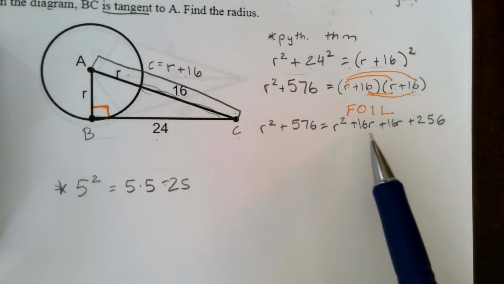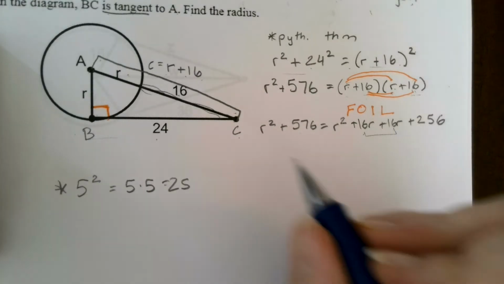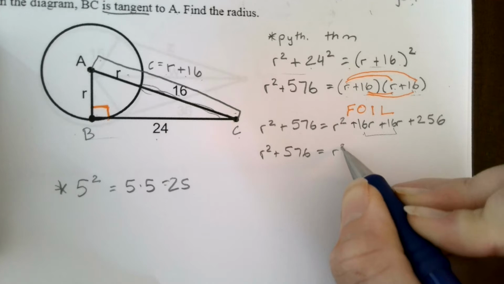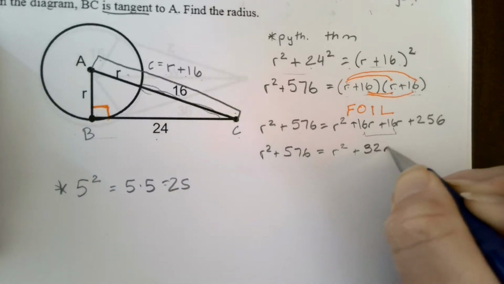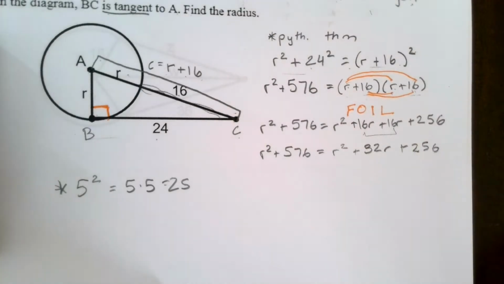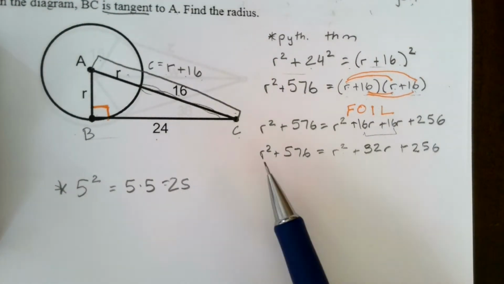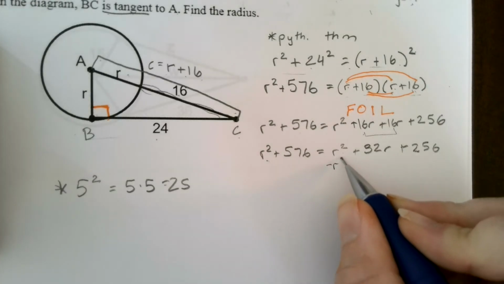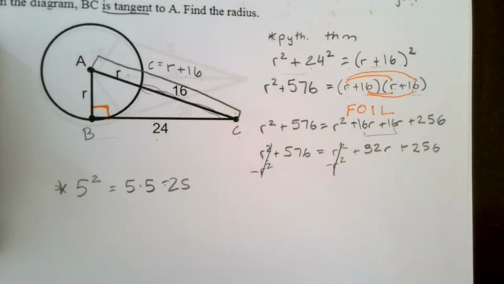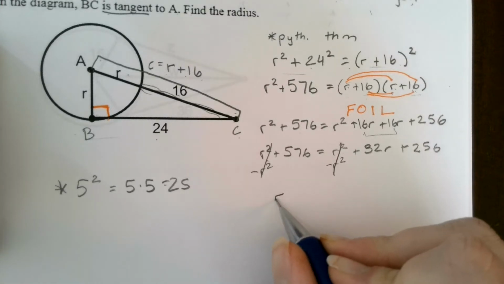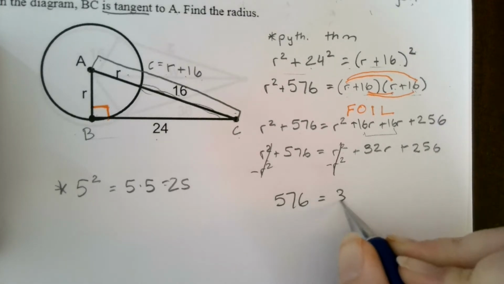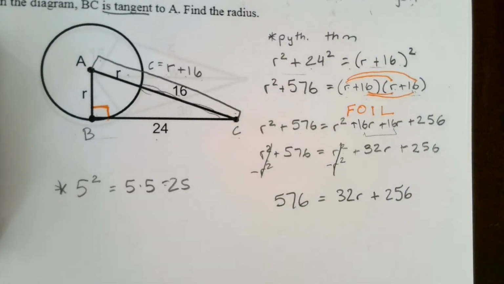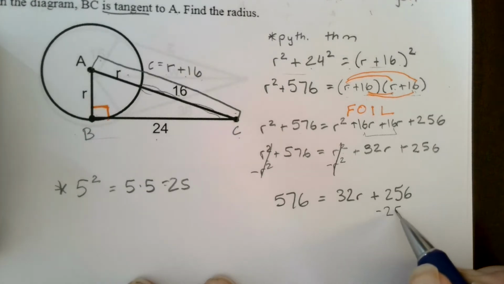So I do need to simplify this side by adding these like terms that are right here. So I end up with r squared plus this 576, just kind of hanging around, equals r squared plus 32r plus 256. So the thing is, at first you're like, oh gosh, I got to deal with these r squareds. Well, you have to combine like terms. If I subtract r squared from both sides, take a look at what happens. They cancel out. So you are just left with 576 equals 32r plus 256. So you're left with something very easy. Next step is just to subtract my 256.